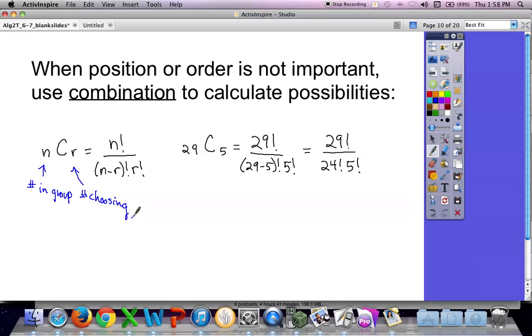If you use the formula, it would be n factorial over n minus r factorial, which so far is the same as permutation. But then it also has an r factorial in the denominator. That part is new.